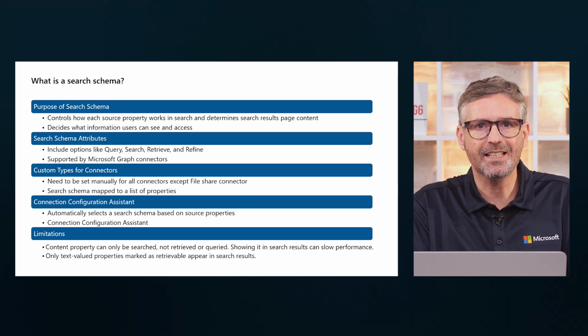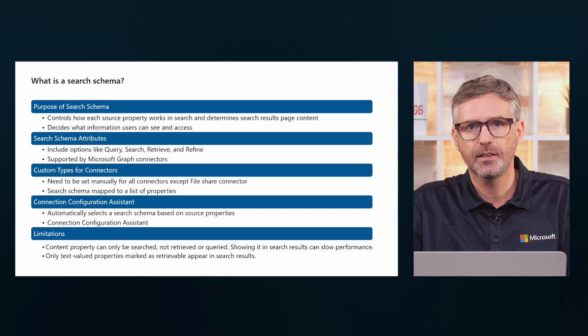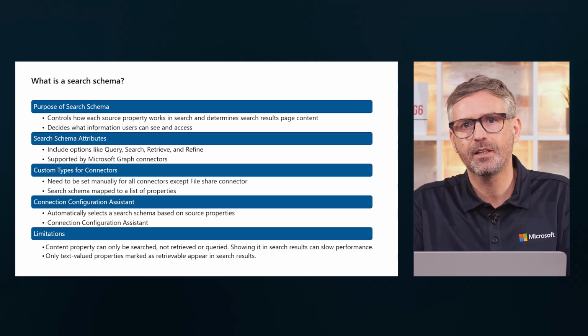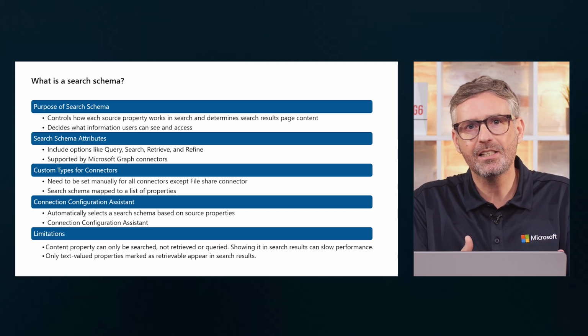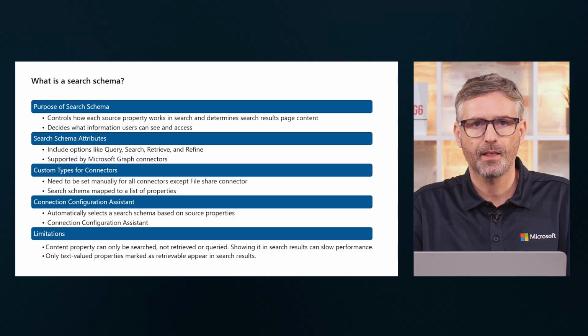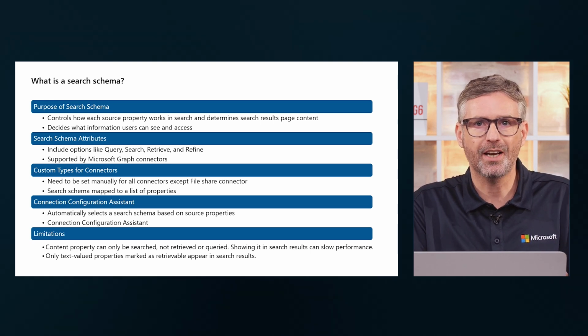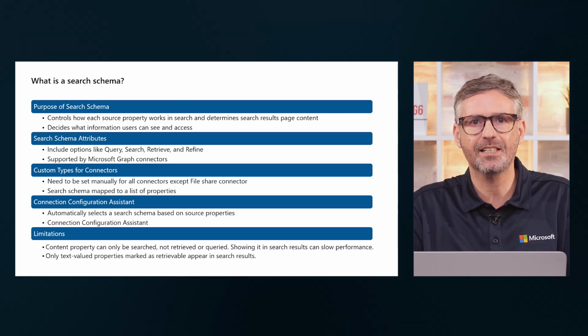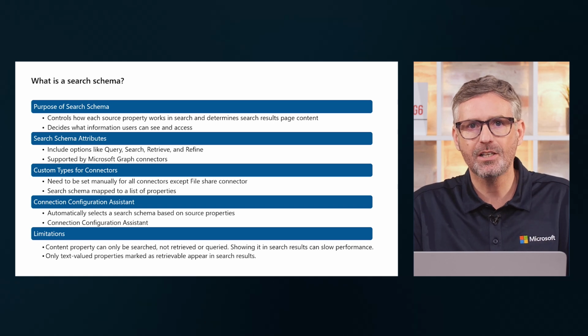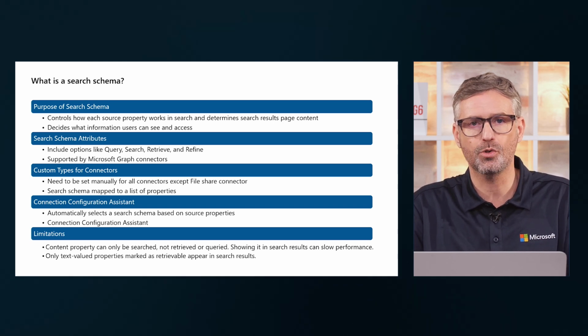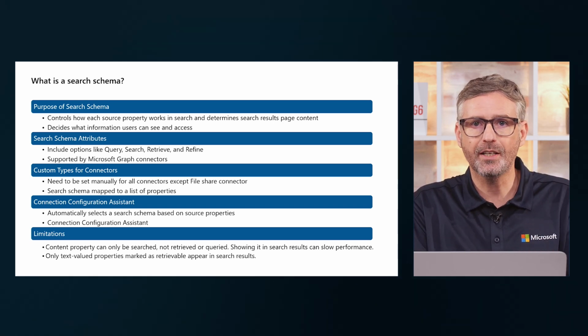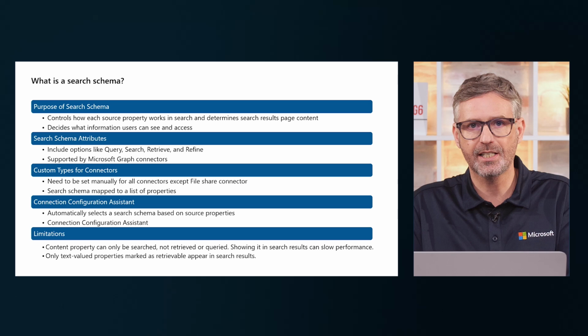To enable search capabilities for each field, you need a search schema mapped to a list of properties. The Connection Configuration Assistant automatically selects a search schema based on the source properties that you choose. You can tweak this schema by selecting the checkboxes for each property and attribute on the search schema page.